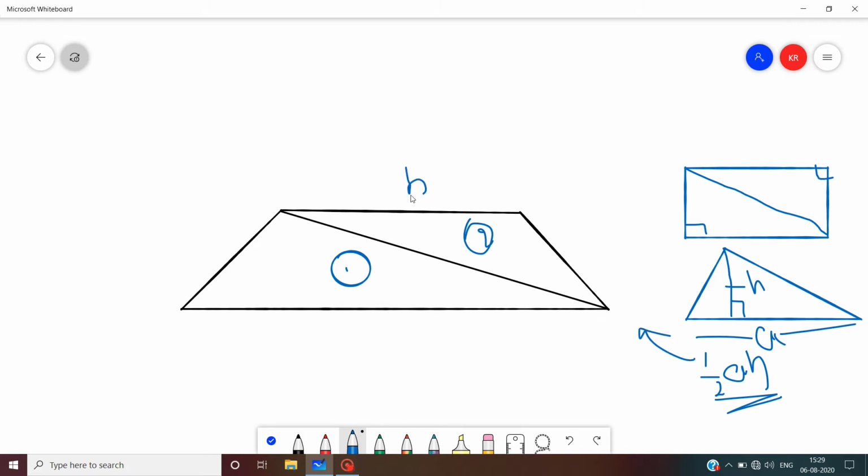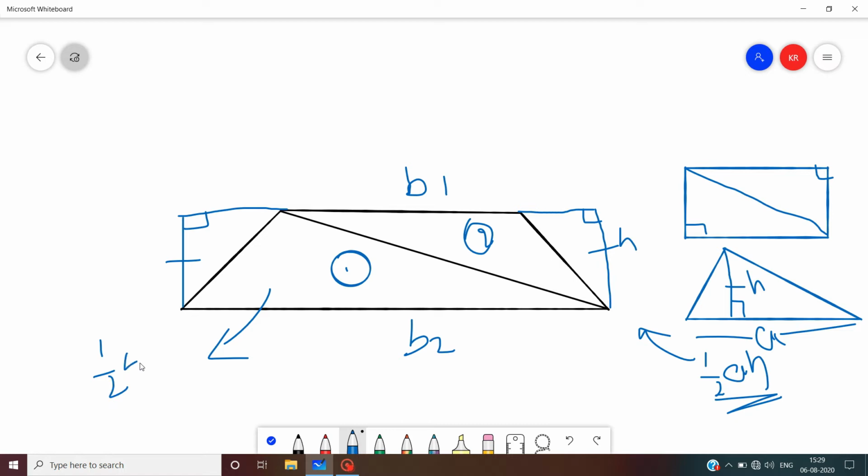Let me say it is b1 and b2. I am drawing a perpendicular from b2 to b1. Either way, if I drop a perpendicular from b2 on b1, it will be the same. So these perpendicular heights are the same. So from this, the area of the first triangle will be half base into height. The area of the second triangle will be half base into height.